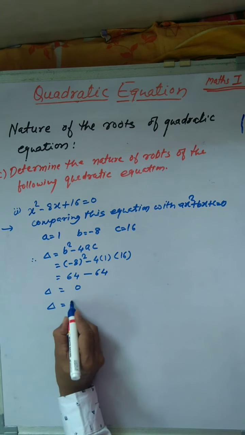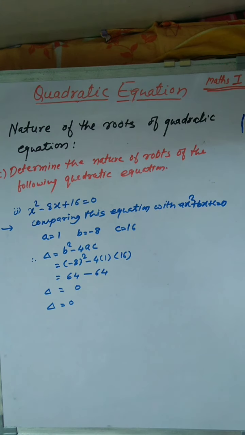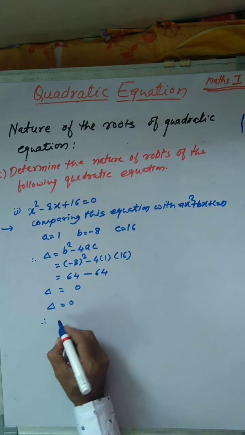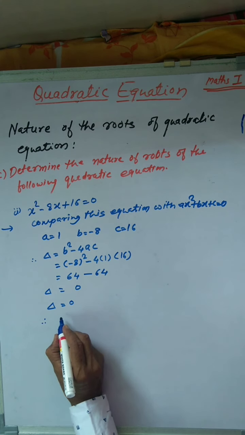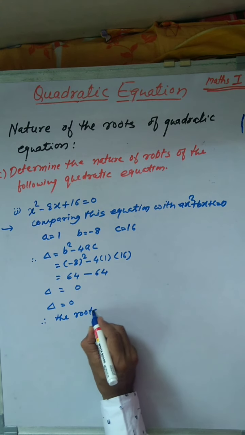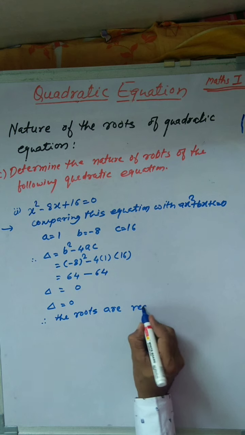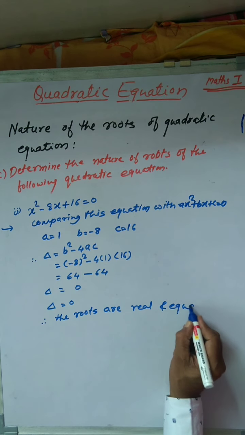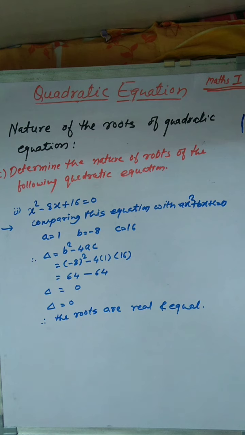As delta is equal to 0, that means the discriminant is 0. The nature of the roots are real and equal. Hence, the roots are real and equal. We can solve the other examples of the nature of the roots of the quadratic equations given in the book. Solve the practice set in our book.